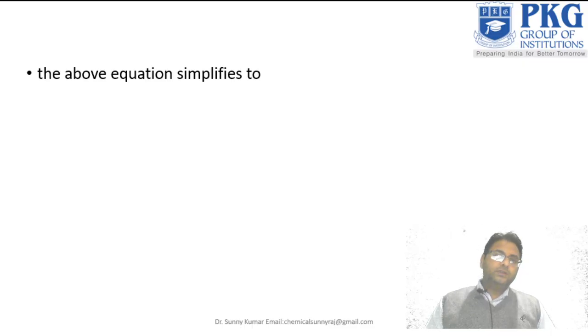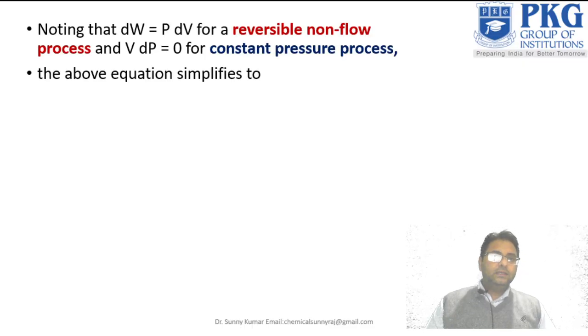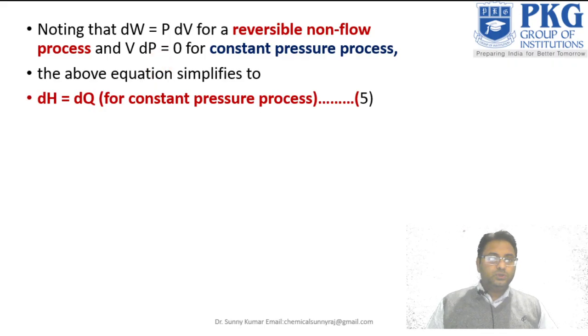So the above equation you can simplify, noting that dW equals P dV for a reversible non-flow process. At a constant pressure process, the change in pressure dP will be 0, so the term V dP will be 0. So you can see that dH equals dQ for a constant pressure process.